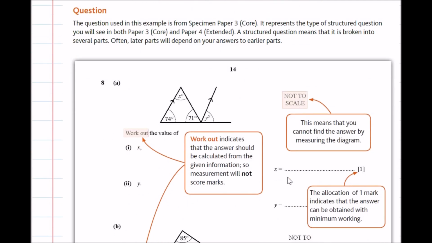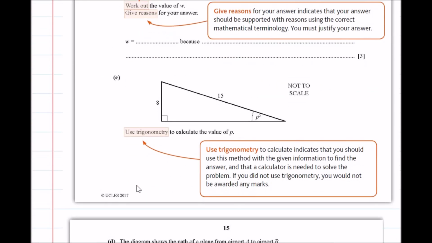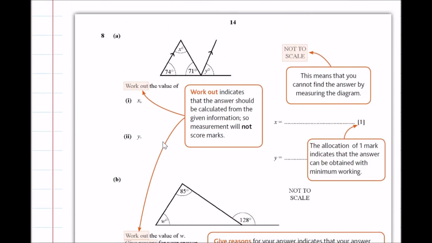Question. The question used in this example is from specimen paper 3, 4. It represents the type of structured questions you will see in both paper 3 and paper 4. A structured question means that it is broken into several parts. Often later parts will depend on your answer to earlier parts. So, like here, question number 8, then A, then subparts 1, 2, then part B, C. So, basically parts and subparts are here. So, these types of questions are called structured questions.